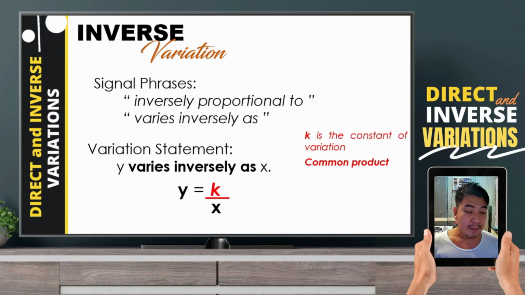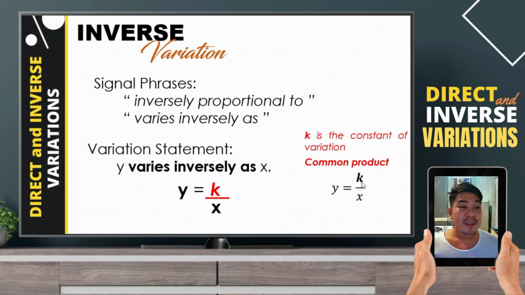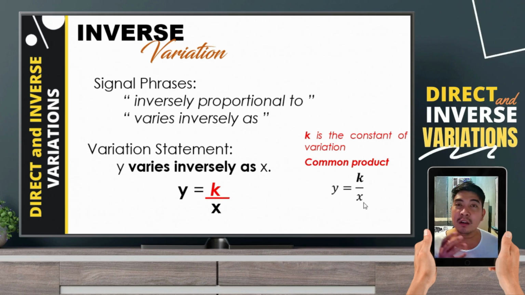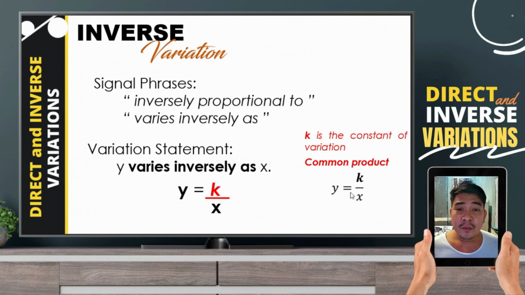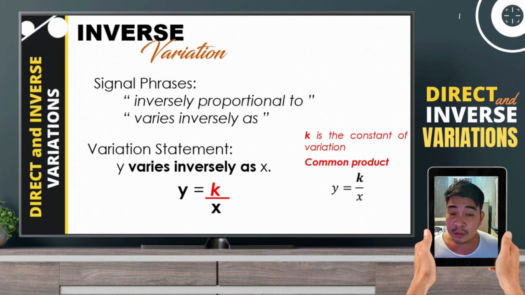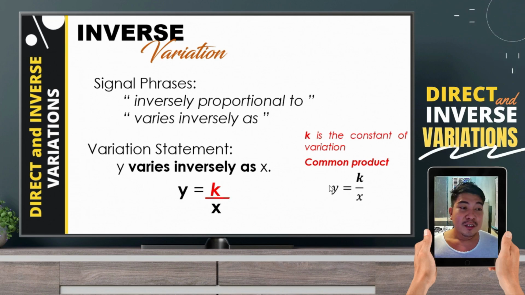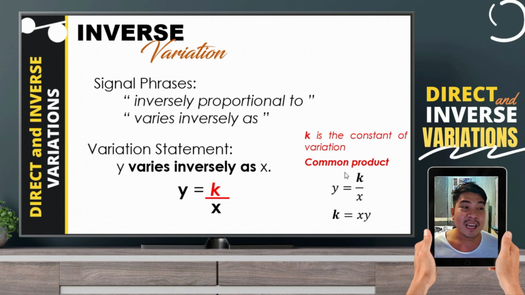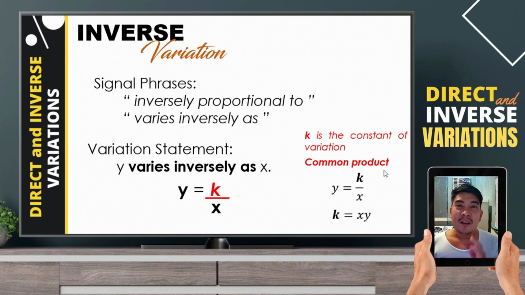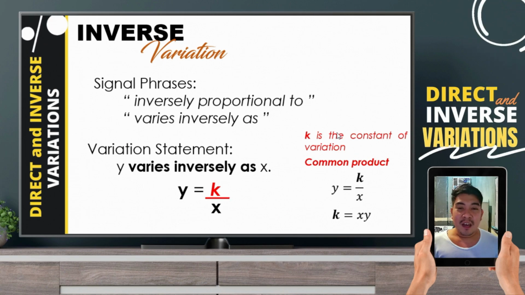So, bakit common product? Because if we will be using y is equal to k over x, and we are to get the value of k. So, paano kukuhain yung value ni k? A fraction. We just need to cross multiply. So, y times x, that will be xy. And that will now be the value of k. And if you can see here, we are multiplying the two quantities. Kaya tayo may product. So again, direct variation, ang tawag sa k, common ratio. Pag inverse variation, ang tawag sa k, common product.